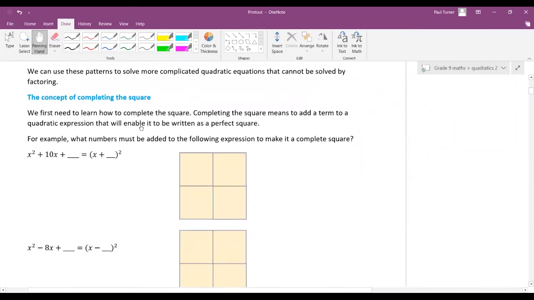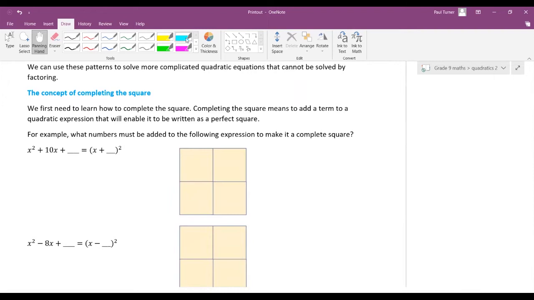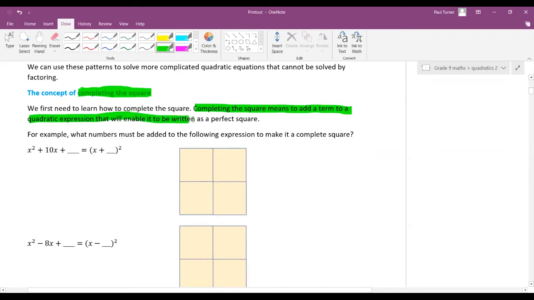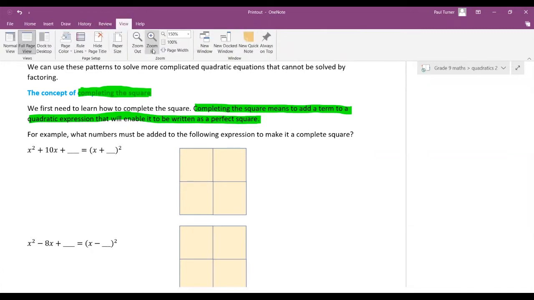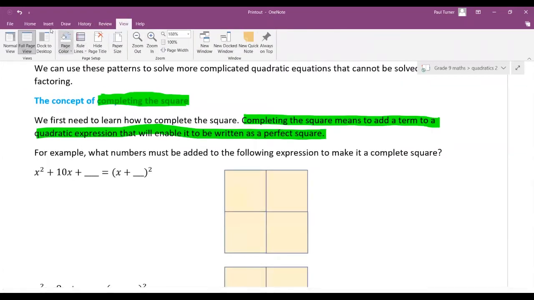Okay, so the important idea here is completing the square. And we'll use a diagram to show that. Completing the square means to add a term to a quadratic expression that will enable it to be written as a perfect square. So in this example, which I'll make a bit bigger, like that.